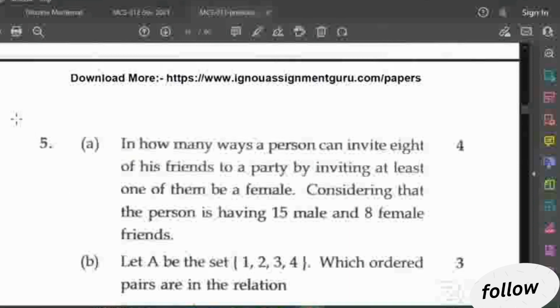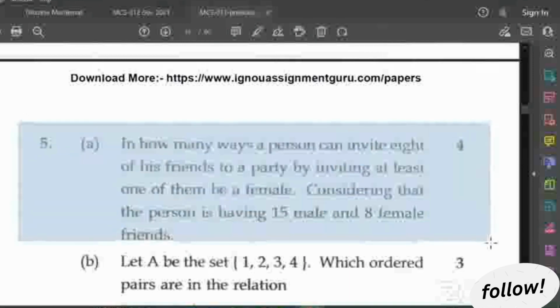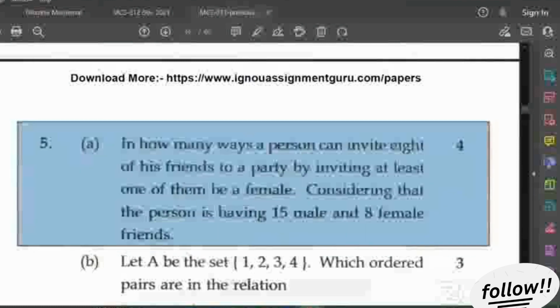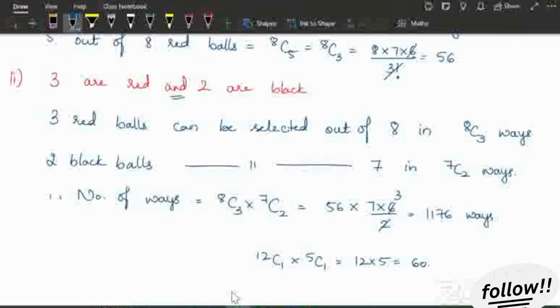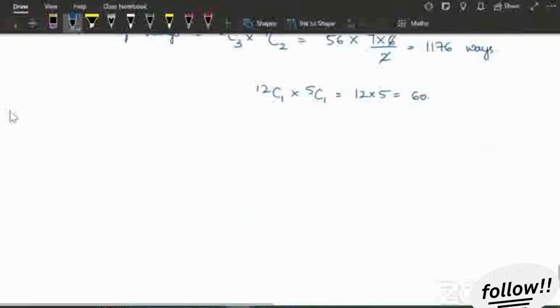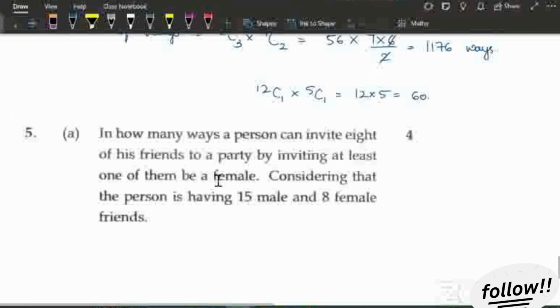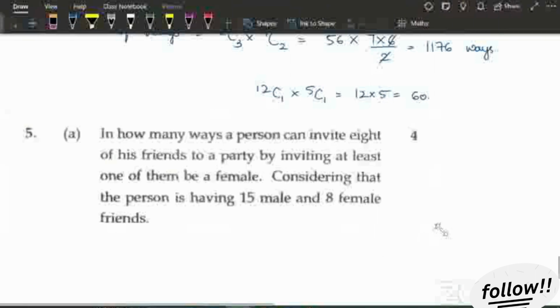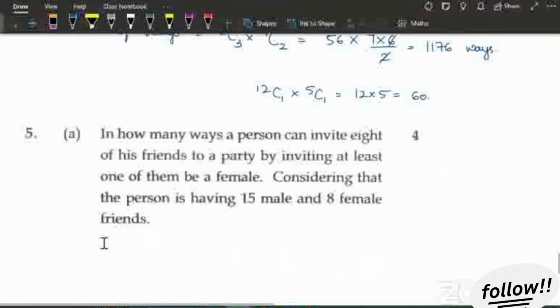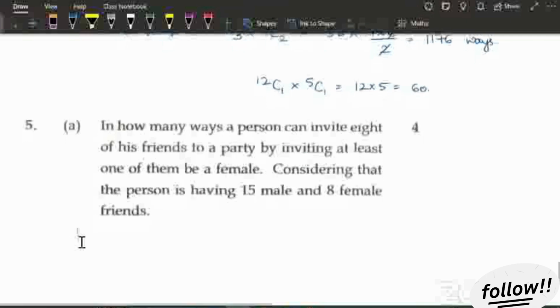Next question is this one, which is similar to our first question. This also carries 4 marks. In how many ways can a person invite 8 of his friends to a party such that at least one of them is a female, considering that the person has 15 male and 8 female friends?